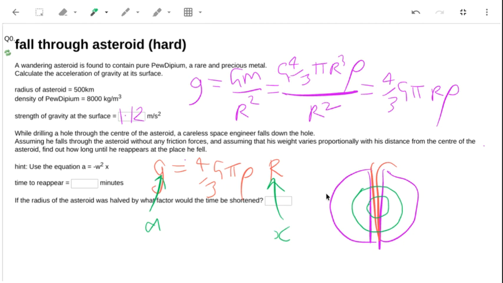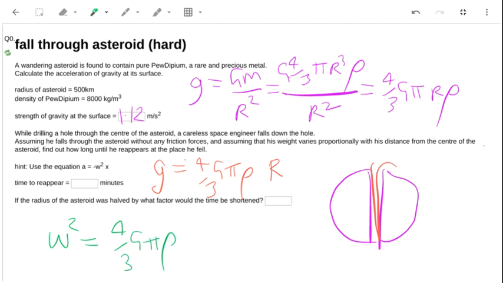Therefore, the angular velocity squared is equal to 4/3 G pi rho, which is also equivalent to the gravity divided by the radius. But anyway, the time period is 2 pi over omega.